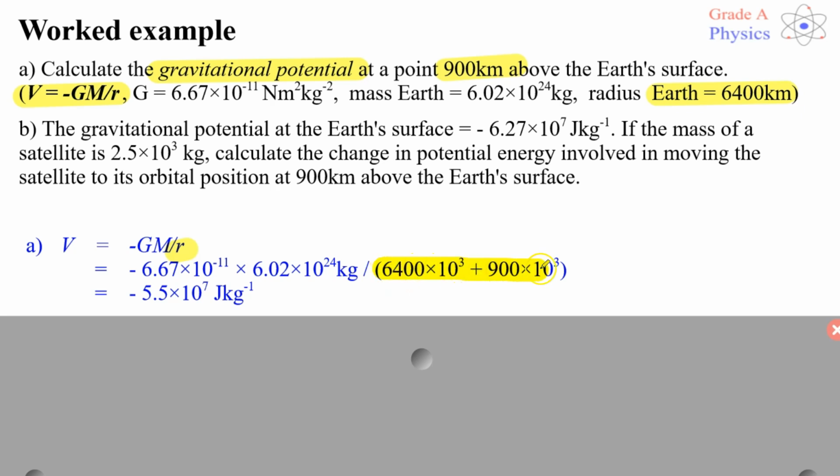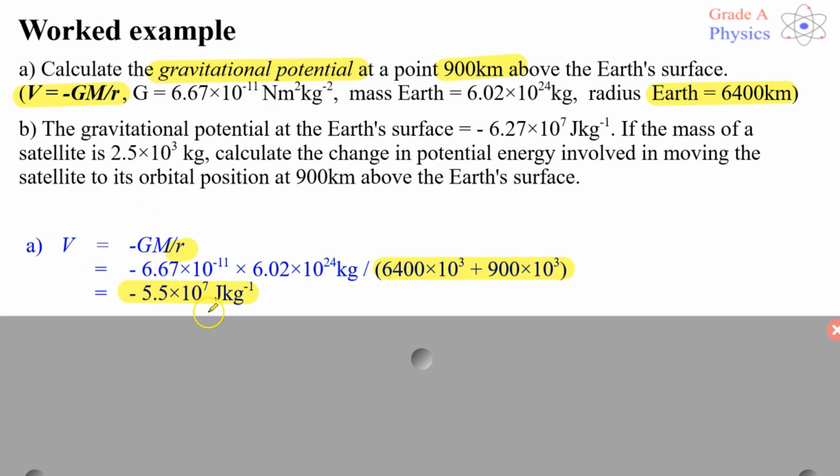And we need to add together the radius and the height in meters, so this is times by 1,000, and we're going to get this value here. So expect a large value, and the units are joules per kilogram, as we've mentioned already. The work done per unit mass, so the energy per unit mass. And you would expect to include the negative sign because by definition, this is a negative value.